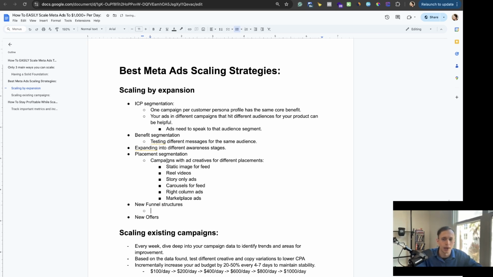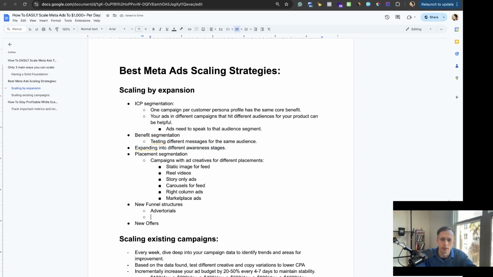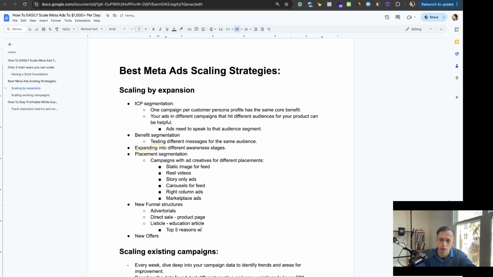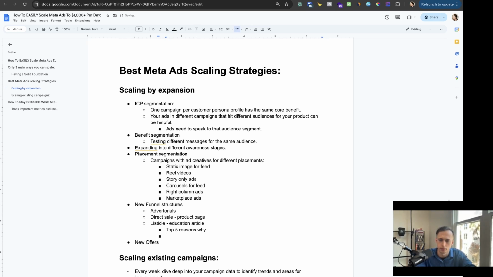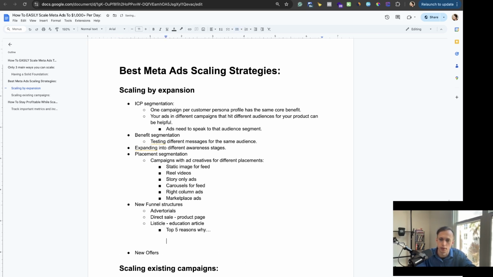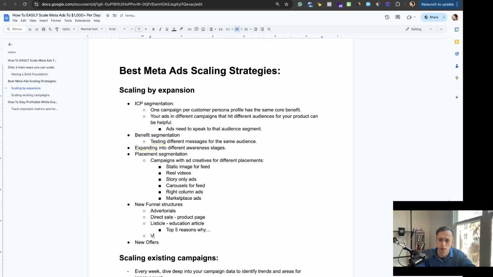And that could tie into the awareness level. So there are advertorials, and a lot of different funnels, like direct sales, so maybe just a product page. And maybe there's a listicle, so an educational article, like top 5 reasons why something. And then there could be a VSL, so a video with someone talking.